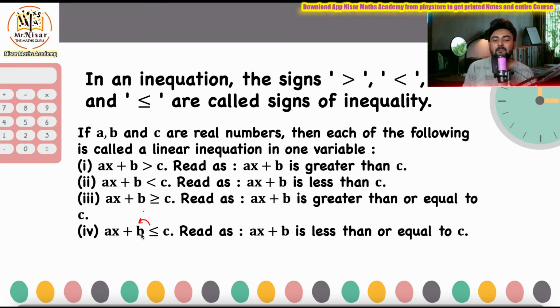ax plus b is less than or equal to, don't forget this equal to, less than or equal to c. I hope you are able to understand the signs of inequality. Okay, so we have here four important signs.